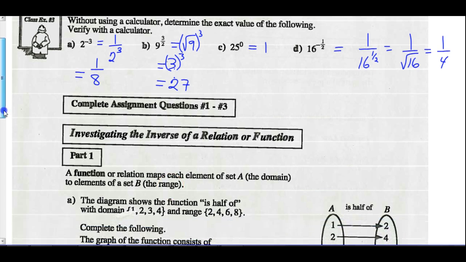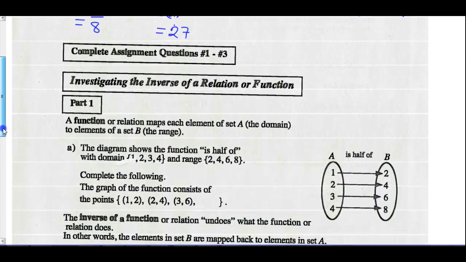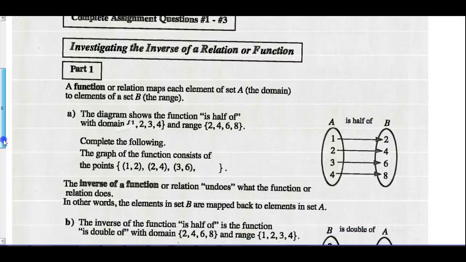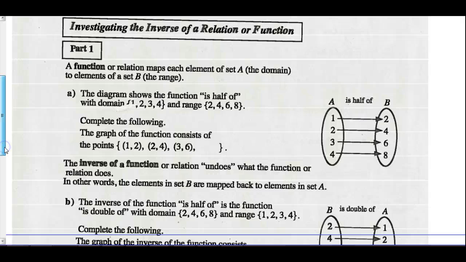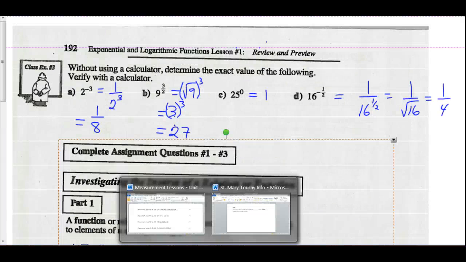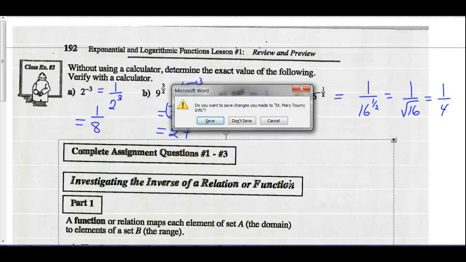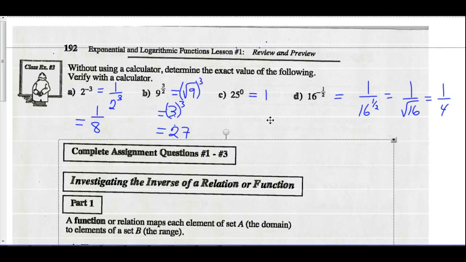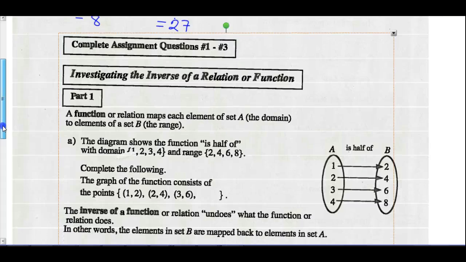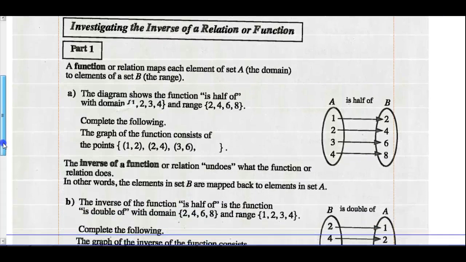So you guys can try questions 1 through 3. Then you come back here and we'll look at the rest of the notes. Investigating the inverse of a relation or a function. Part 1. All right, so let's investigate the inverse of a relation or a function.